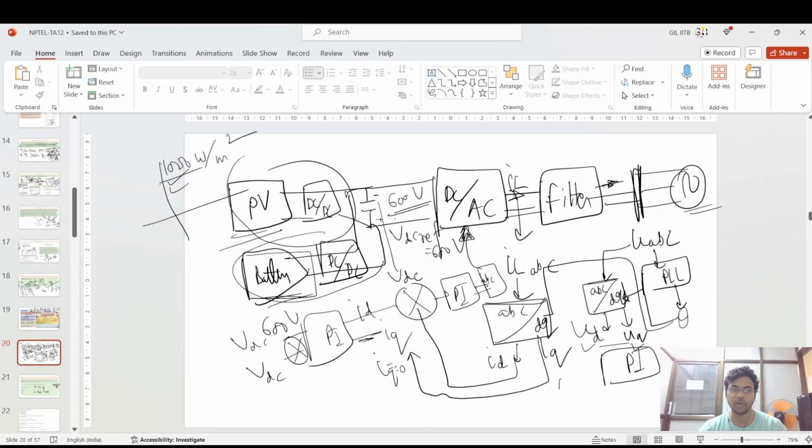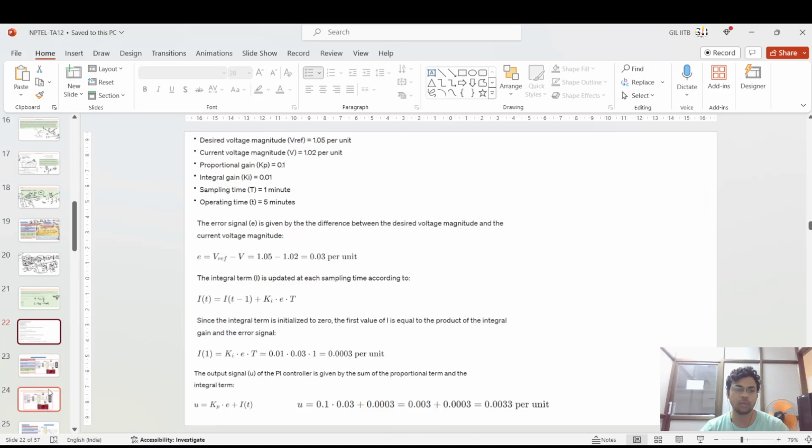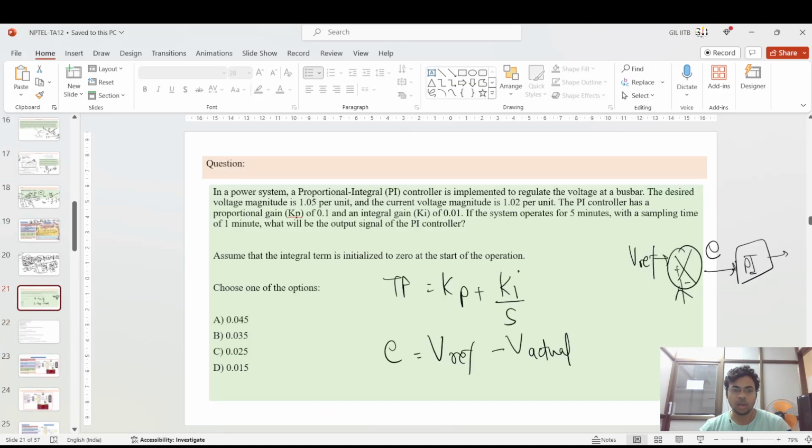So the whole system is such that it is utilizing the PV generation itself. The battery will also charge and discharge based upon maintaining this DC link voltage. So this is the main crux of this whole diagram. Okay.